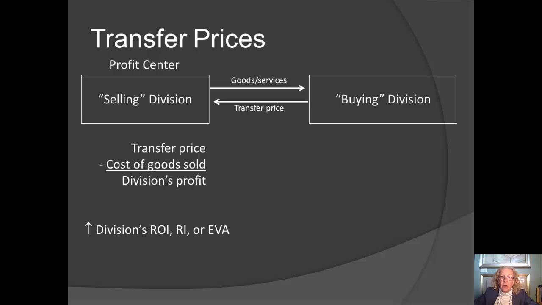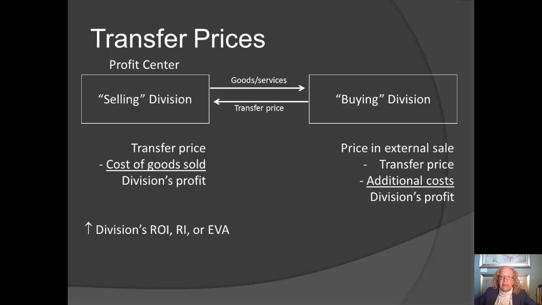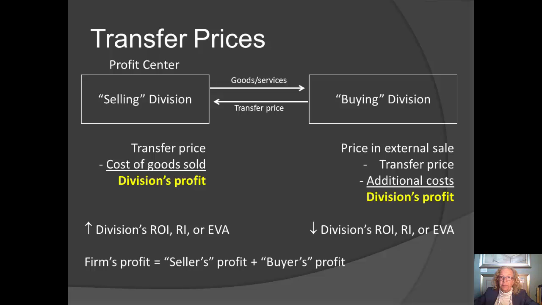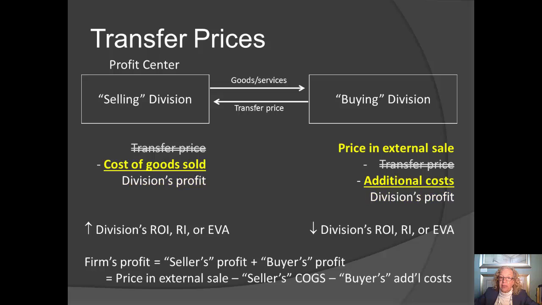On the other hand, for the buying division, since its profit is the external price minus the transfer price and minus the additional cost, the effect of the transfer price is actually to lower that division's ROI, or residual income, or economic value added. So, what is the firm's profit? It's going to be the seller's profit plus the buyer's profit.